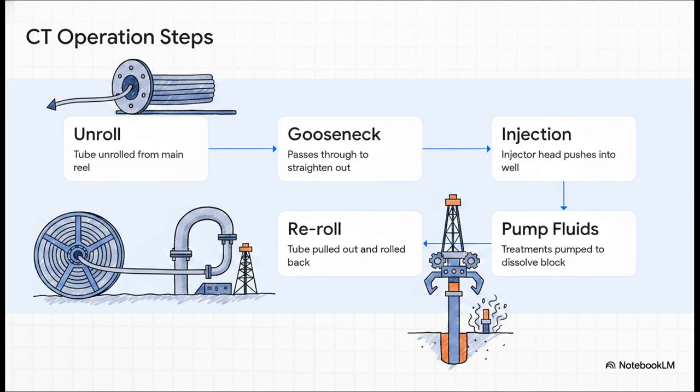Step 1, the tube is unrolled from that giant storage reel. Step 2, it passes up and over a curved guide called the gooseneck to straighten it out. Step 3, a heavy-duty injector head literally shoves the steel pipe down into the high-pressure wellbore. Step 4, treatment fluids or acids are pumped down the tube to dissolve our well's blockage. And finally, Step 5, the tube is simply pulled back out and rolled right back onto the reel.